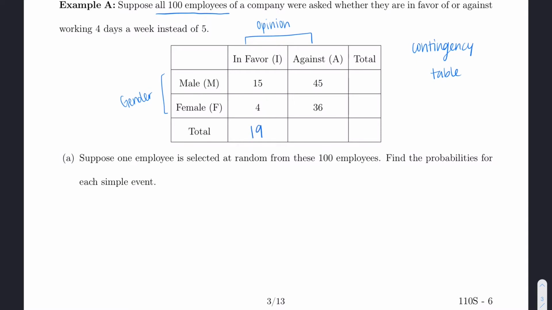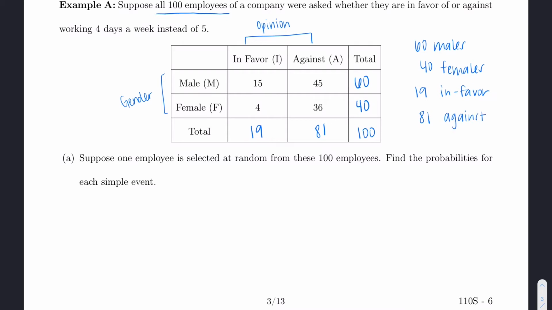Here, 19 people were in favor. Against would be 81, I think that's right. Yeah, because this should equal 100, right? Because it says all 100, so the total number of people should be the same as the total. Here, there were 40 females in the company, which means there are 60 males. So we have 60 males, 40 females, 19 in favor, and 81 against.